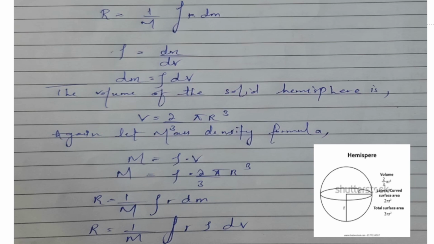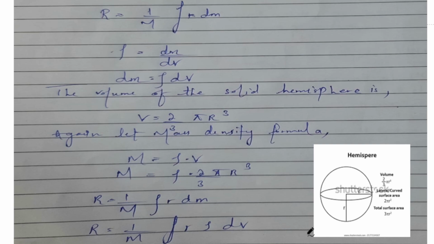So here's the diagram of the hemisphere, and this is the volume, which is 2 over 3 pi r cube. And again, take the mass density formula, which is the simplest formula, and now you have to put the value 2 over 3 pi r cube instead of this volume. And this is the final value after putting it. And further, take this formula again, and you have to put the dm value, which equals this value. We have already proved it.